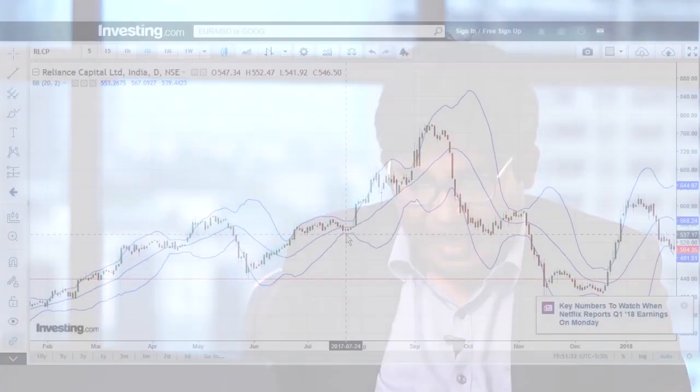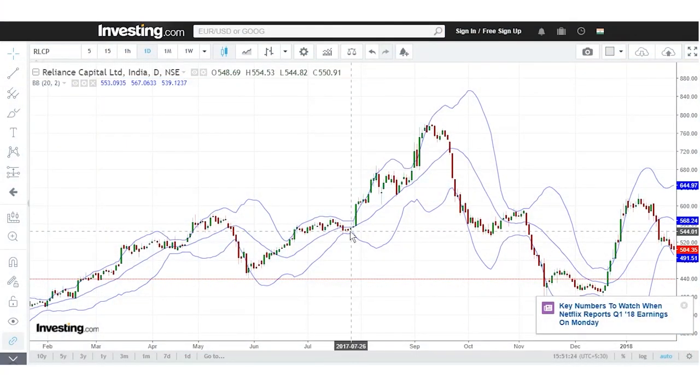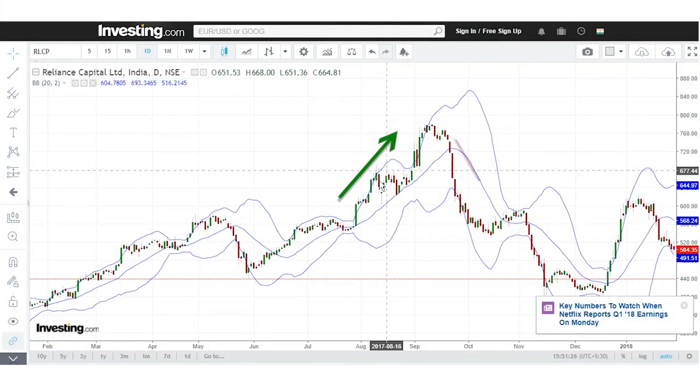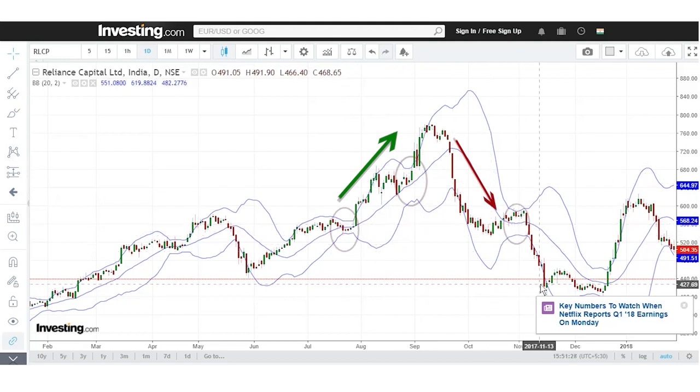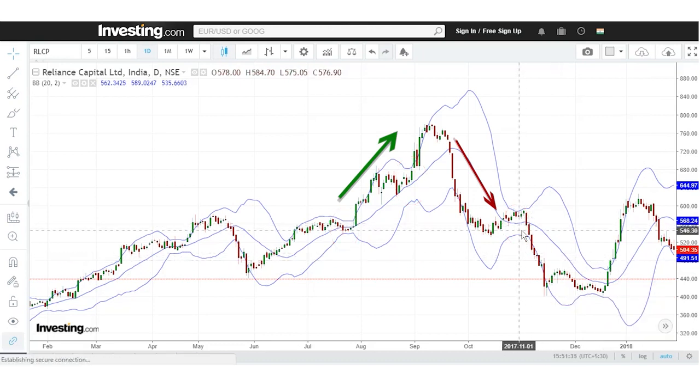So here, as we can see, time and again, due to these sharp up moves or down moves, these pinches are forming due to small consolidation, and once they are broken out, they are actually giving very good profit.